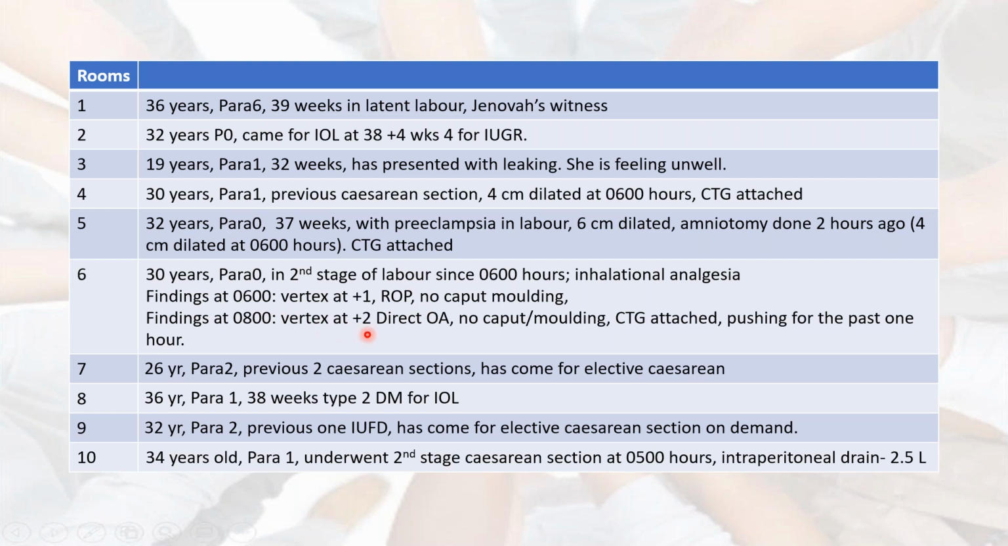She was +1 and it was ROP. Now it is 8 a.m. and she is +2, which is OA. She is pushing for 1 hour, only 1 hour. That means her active second stage has lasted just 1 hour. Active second stage, correct?